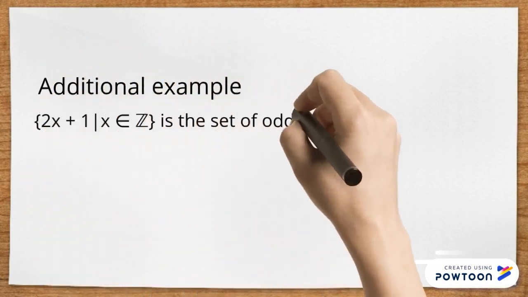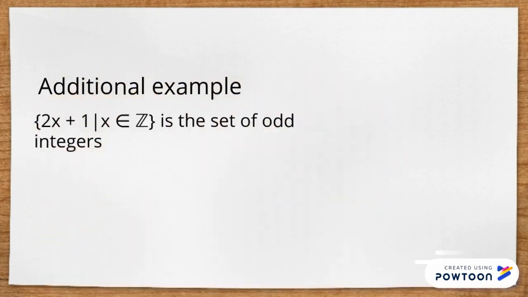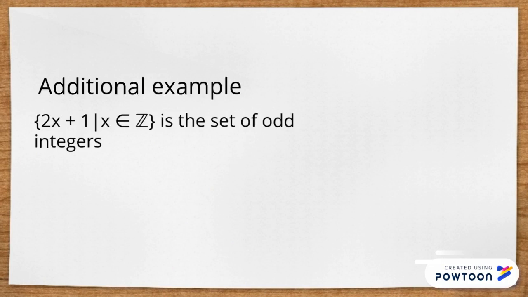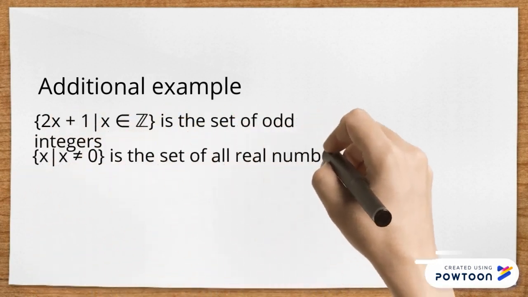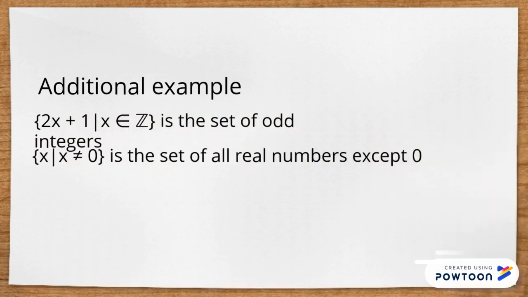Here we have the set of numbers satisfying the formula 2x plus 1, such that x is an integer. This means x is an element of the set of integers. So if x is an integer, then we substitute those values into the formula 2x plus 1. This would give us a set of odd integers. And then we have the set of all x such that x doesn't equal 0. This would be the set of all real numbers except 0.